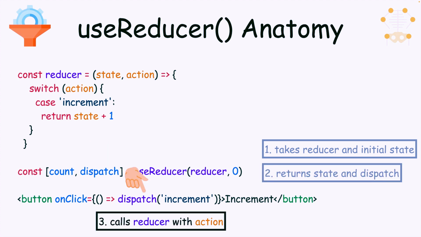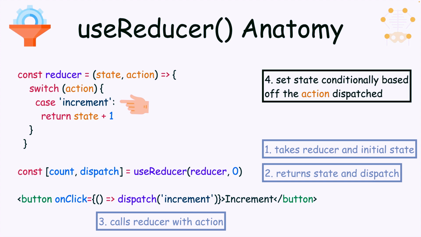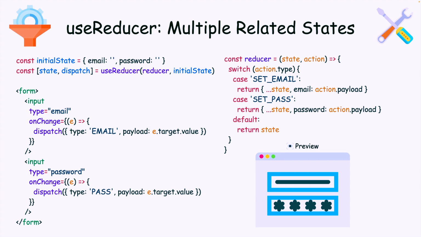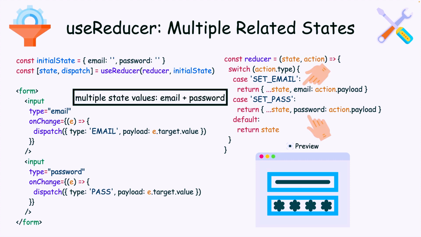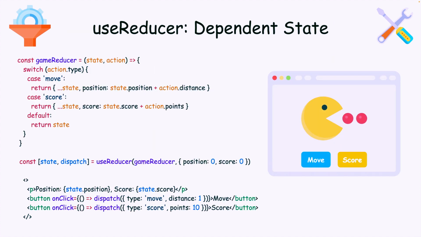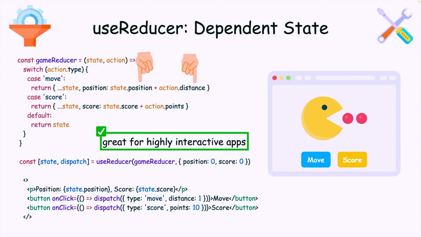When dispatch is called, it runs the reducer function and sends data to it called an action. The benefit of the action data is to conditionally set state based off of what action came in. useReducer works well for simplifying components with multiple related state values, like multiple inputs within a form. It's also good for components where the state depends on other values, like in this game-based example. This makes useReducer a great choice for apps with lots of user interactions.